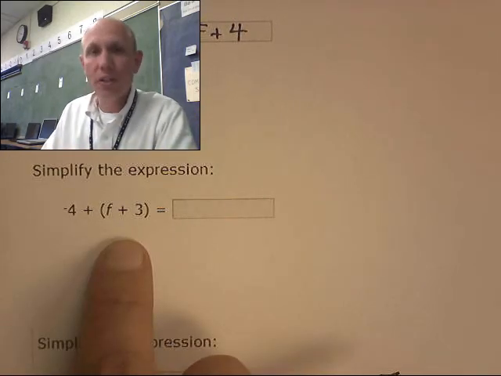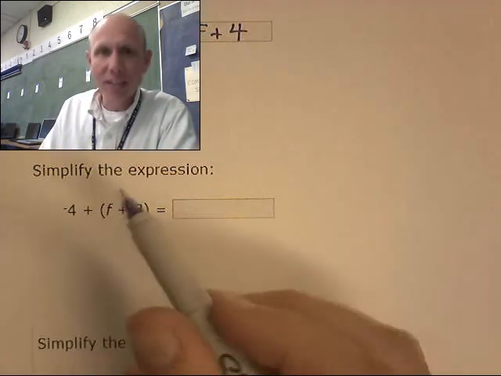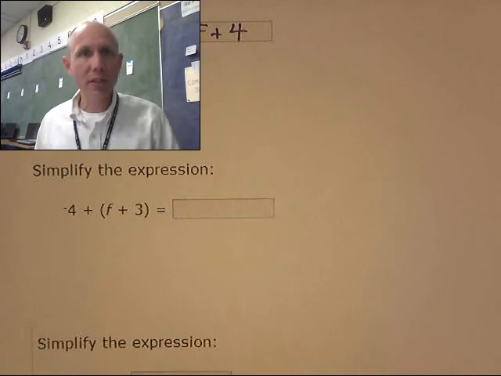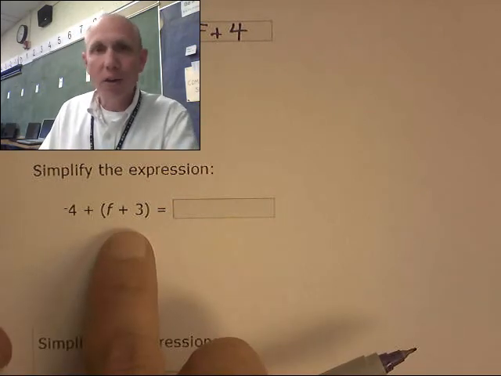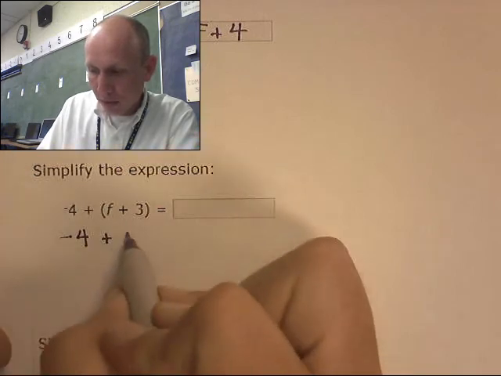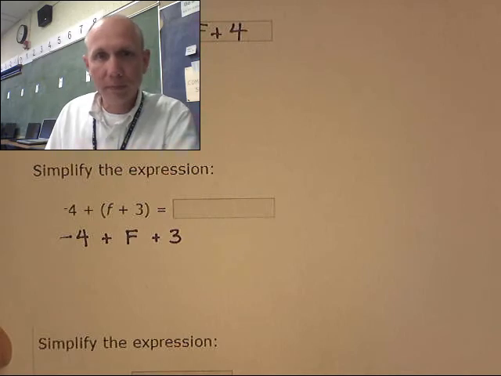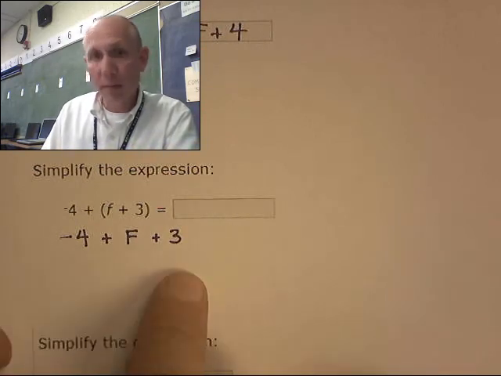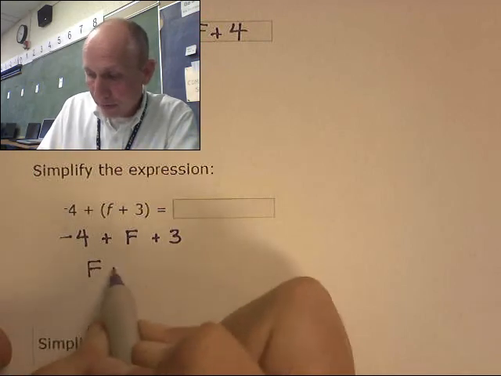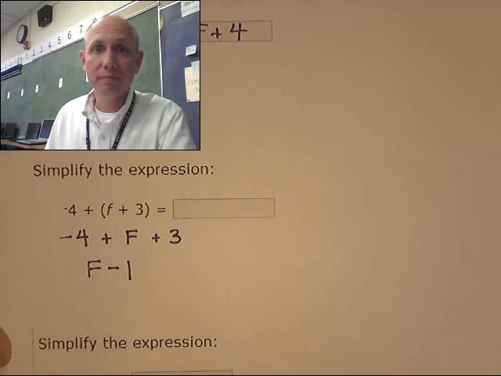Are these parentheses doing anything? Is there a square outside? Are there things inside that I need to take care of first? Are they helping me with order of operations? These parentheses are doing nothing for me. This is just negative 4 plus f plus 3. Combining my air bubbles, I get negative 1. This is f minus 1. That's it.